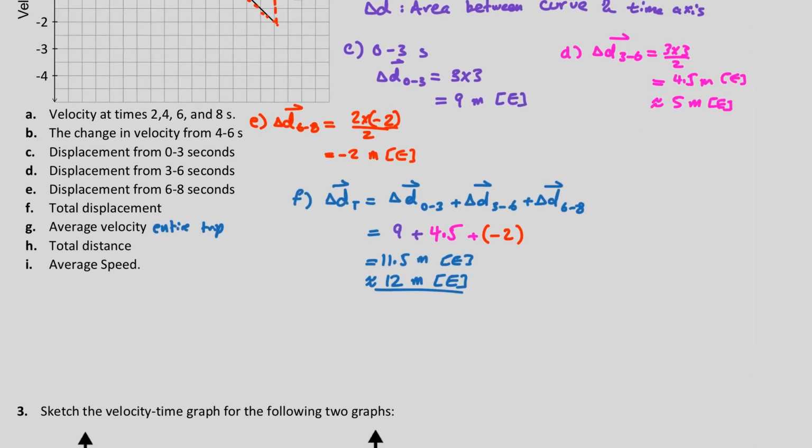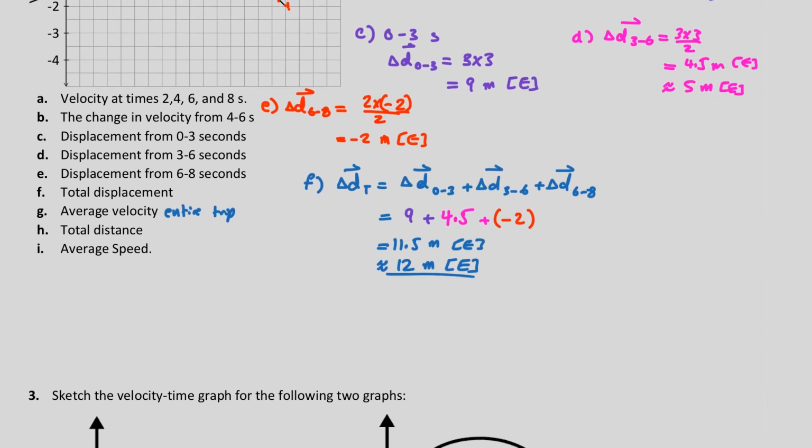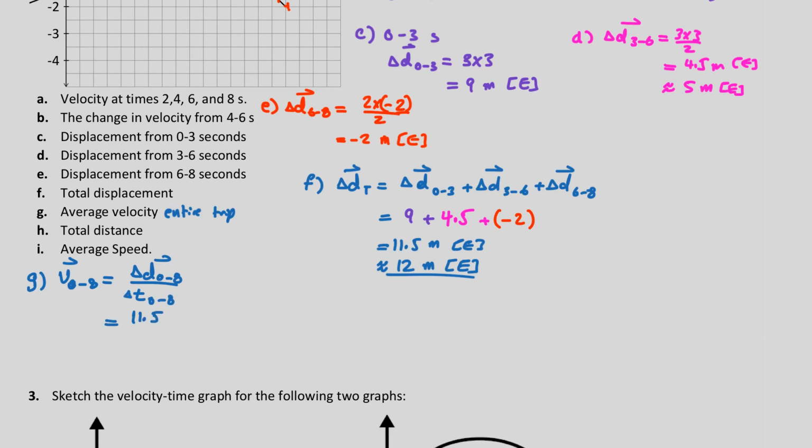So I'm actually going to bring this up a little bit, and I'll do G here. G is going to be the average velocity from 0 to 8 seconds, which is the displacement from 0 to 8 seconds divided by the time between 0 and 8 seconds. That's going to be 11.5 divided by the total time, which is 8. And rounding my answer to one significant figure, this would be approximately 1 meter per second in the east direction.